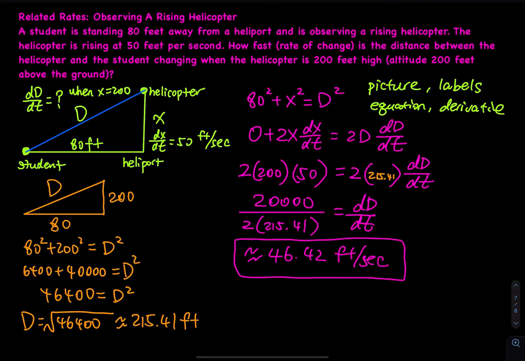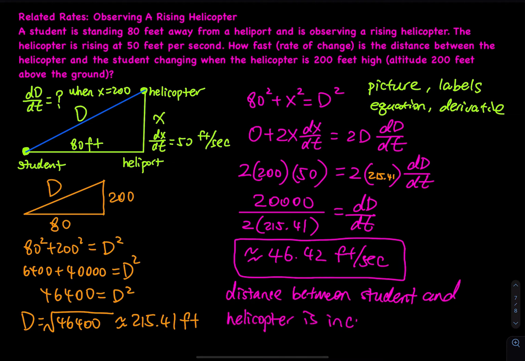Can dD/dt be negative? The answer is of course. When dD/dt is negative, that means the distance between the helicopter and the student is decreasing. But in this case, we have a positive dD/dt, so 46.42. So that means the distance between the student and the helicopter is increasing. How fast? At 46.42 feet per second.